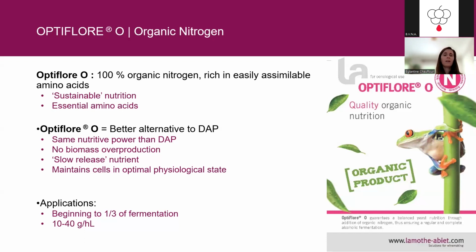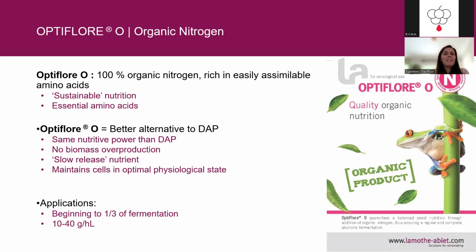You add it once and then the yeast just assimilates it slowly and stores it in the vacuole and will use it as she needs. So there is this slow release, slow use nutrient that you put in all at once, but then the yeast is actually going to take only what she needs when she needs it. There are essential amino acids in this product, so we really answer the needs of the yeast.